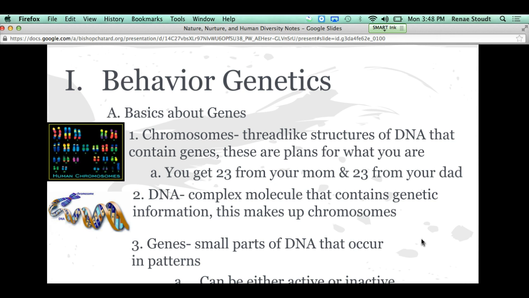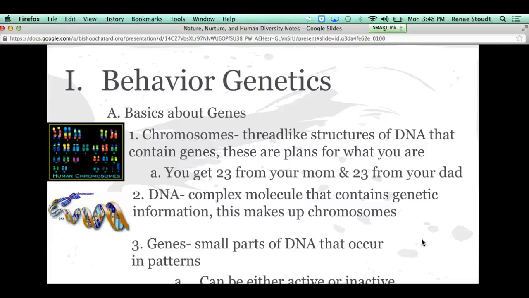So active genes are going to be those things that you can actually see. They come out all the time, you know, your eye color, your hair color. For example, both of my parents have brown eyes. I have hazel eyes, okay? That's an active gene, determining that I have hazel eyes.